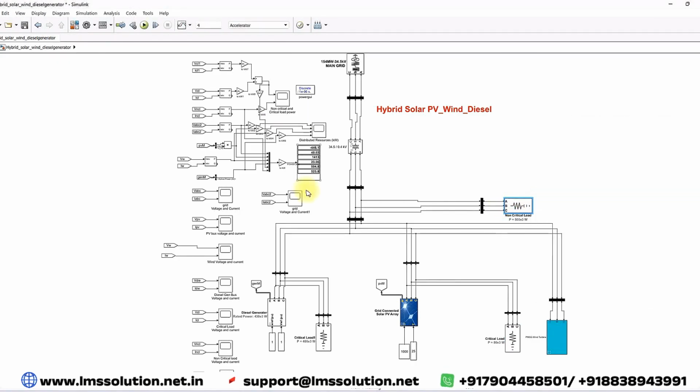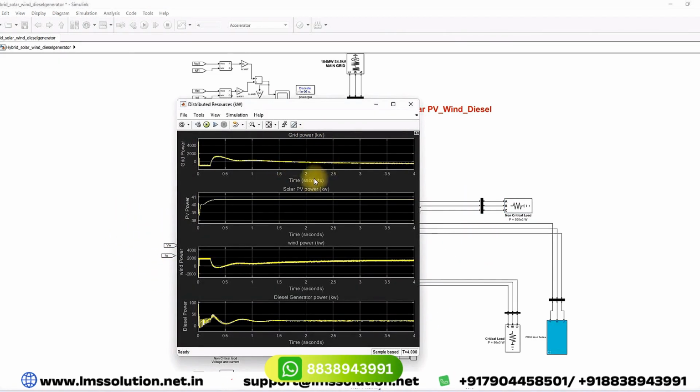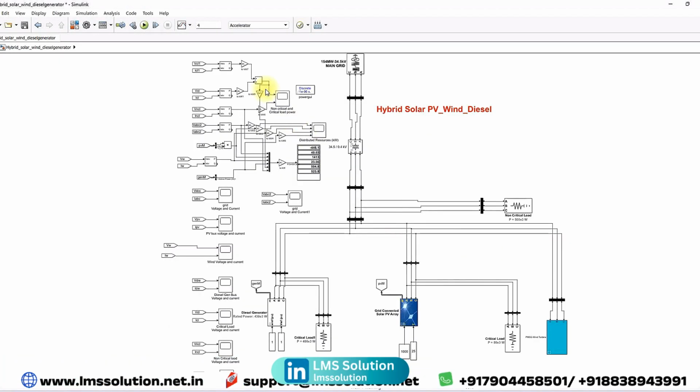Once you simulate this, you will see this scope, which is used for measuring the grid power, solar power, wind power and diesel power. Here you can see the grid power is negative, which means the grid is receiving power from the hybrid PV wind diesel system. The solar power is around 40.5 kilowatts, the wind power is around 1.5 megawatt, and this is the diesel power. Diesel is supplying around 25 kilowatts.